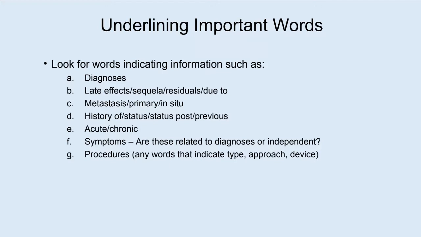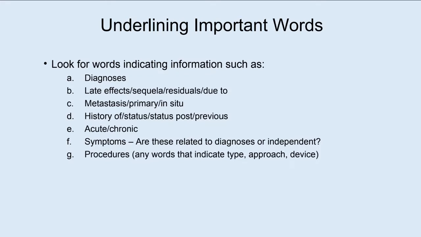Okay, so what do you look for? Operative reports include a lot of information. You're going to underline the words you need so you don't have to keep reading the op report over and over again. So here's what you need to look for. Diagnoses: anything indicating a late effect, a sequela, a residual, or a condition due to something else. If it's cancer, metastasis, primary, in situ, terms such as those. History of, status post, previous, whether something is acute or chronic. And if there are any symptoms in here, are these related to the diagnoses or are they independent? If it's related to the diagnosis, you're probably not going to list them. But if they're independent, you might list them because it could indicate another problem.